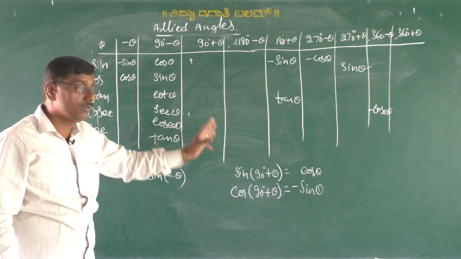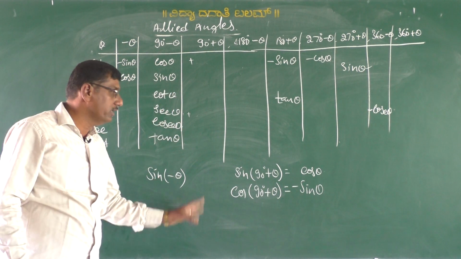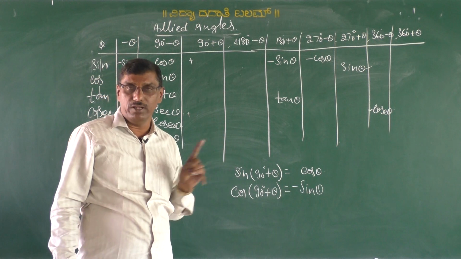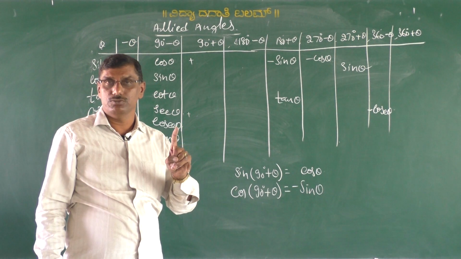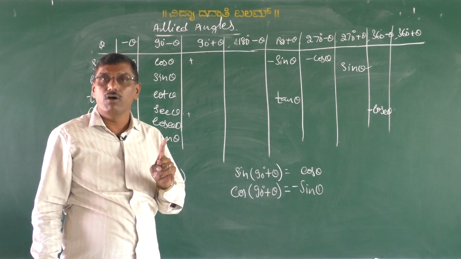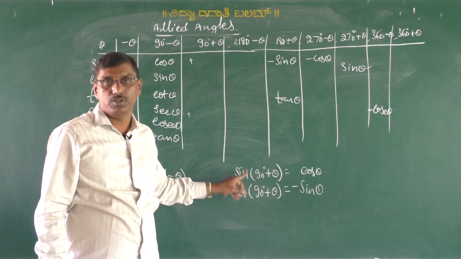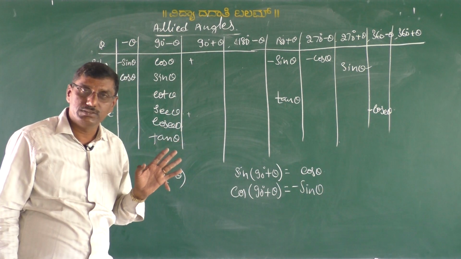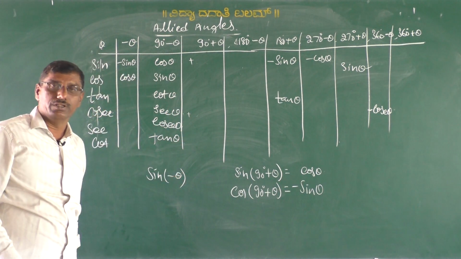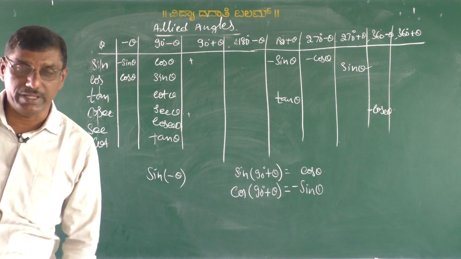Okay, are you understood? But we have to keep in mind these 3 points: co-ratios, same ratios, and the quadrant rule. If you know these 3, we can write the allied angles. Okay, we will continue the remaining in the next class. Thank you very much.